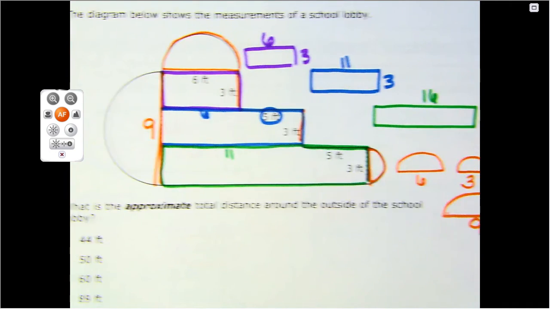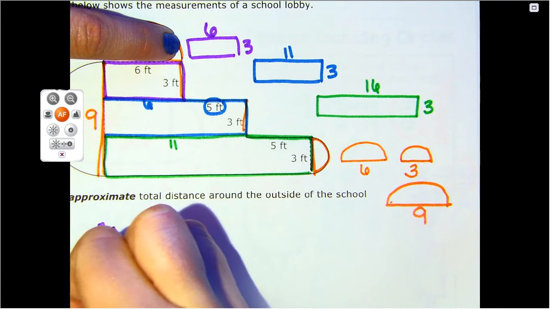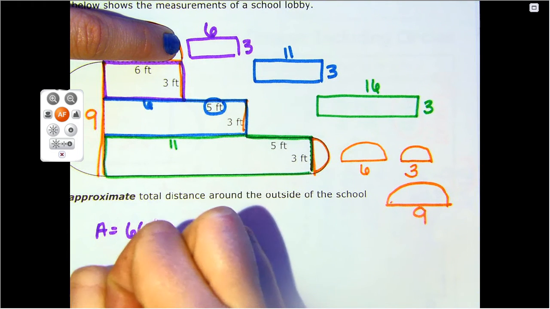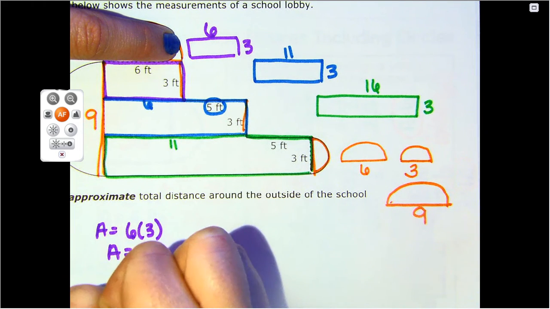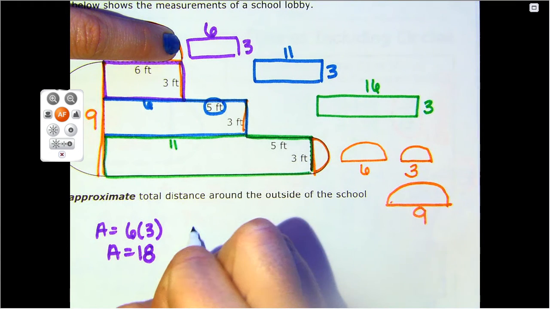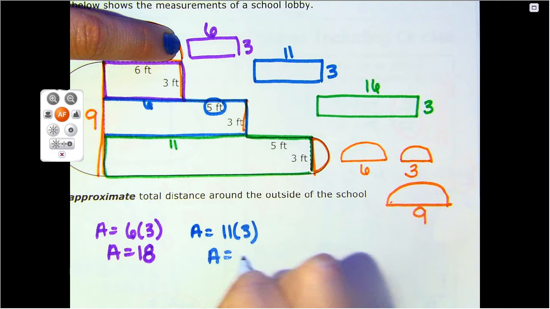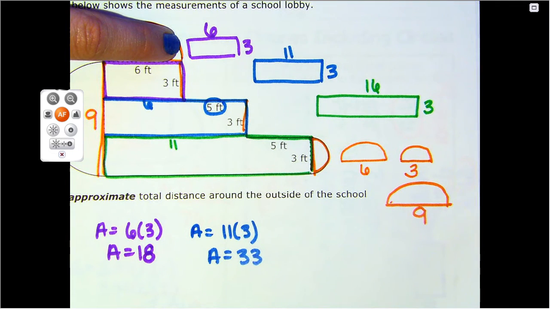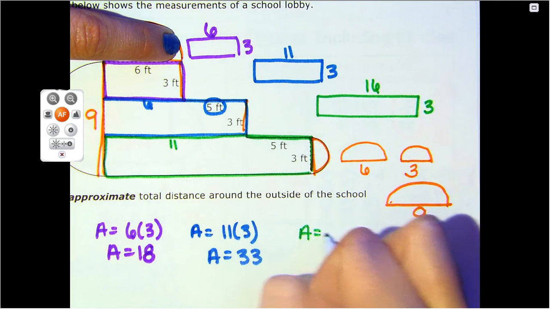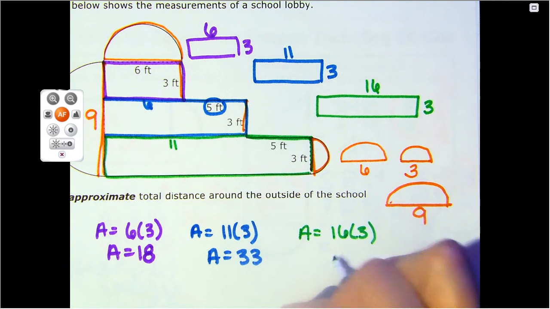Okay, so we're going to take this picture step by step and start finding the areas. The area of the rectangle up here will be 6 times 3, which is 18. Okay, the area of the next rectangle is 11 times 3, which is 33. Okay, area of the next rectangle, 16 times 3, which is 48.